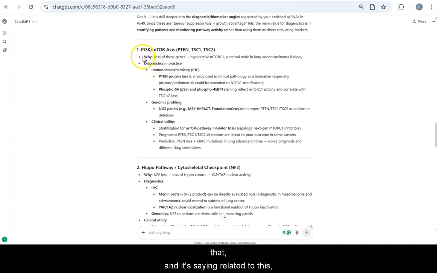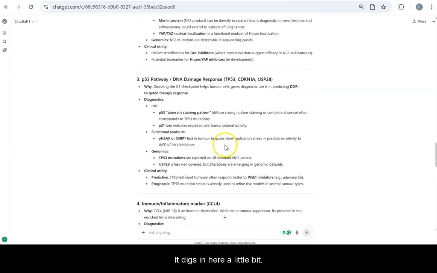And it's saying, related to the PI3K mTOR axis, loss of these genes leads to hyperactive mTORC1, so it's suggesting, for example, phospho-S6 and phospho-4E-BP1 reflect mTOR activity. So this could be a diagnostic to see that you have a cell that has this activation. It digs in here a little bit. You can pause if you want to read more about this.